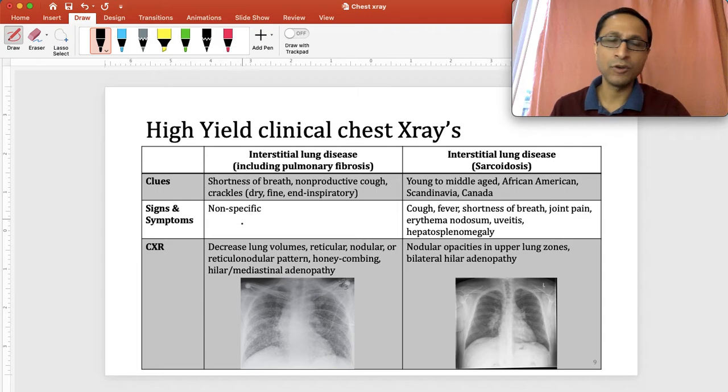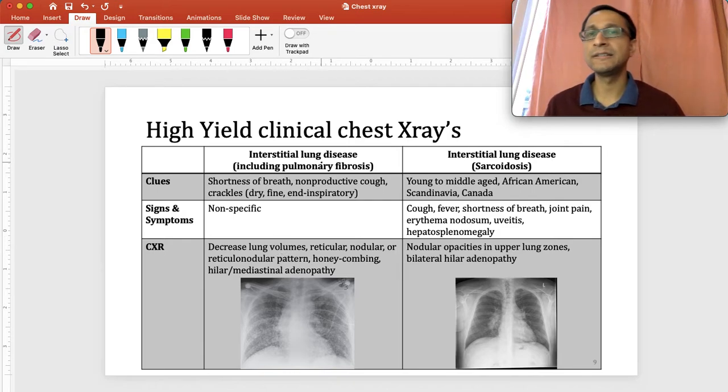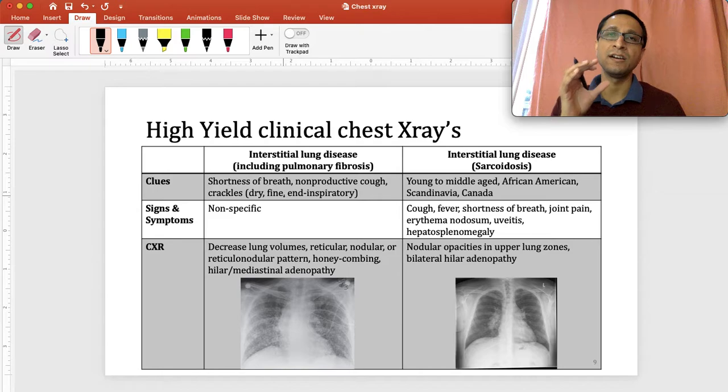The signs and symptoms, I've not really mentioned anything here because it's very non-specific. A lot of lung conditions can have the same thing, so it's not worth a mention here. On the chest X-ray, decreased lung volumes. Why is that decreased? Because interstitial lung disease is the same thing as a restrictive lung condition. Obstructive patients hold on to air, and interstitial lung conditions, they're not holding on to air, right? So they're breathing everything out, so the volumes overall are decreased.